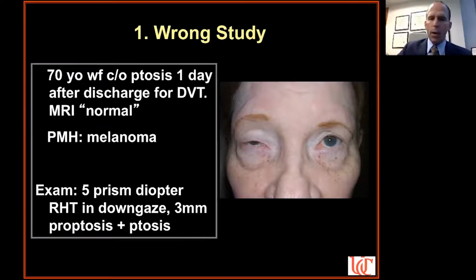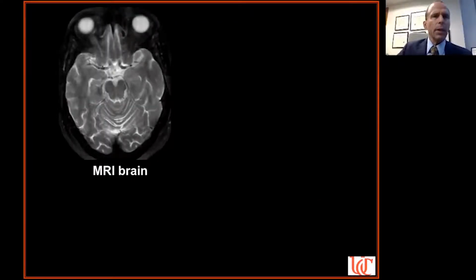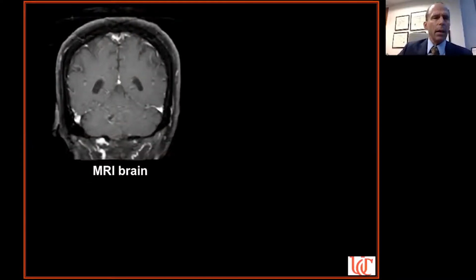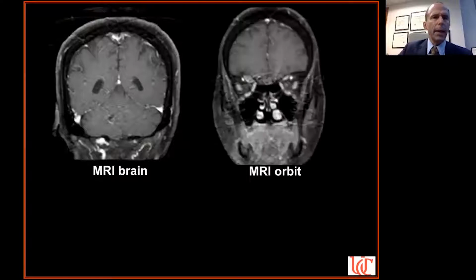So they ordered an MRI of her brain. And here's one of the cuts of the MRI of the brain, and they interpreted it and said, well, everything looks okay. Here's another cut, some more cuts of the MRI of the brain, and here's ultimately the study that we ordered, which was the MRI of the orbit. What you'll see here, and hopefully you can see my pointer okay, is the left superior rectus levator complex, and here's the right. And what you'll notice is that this superior levator complex is much enlarged compared to the left.